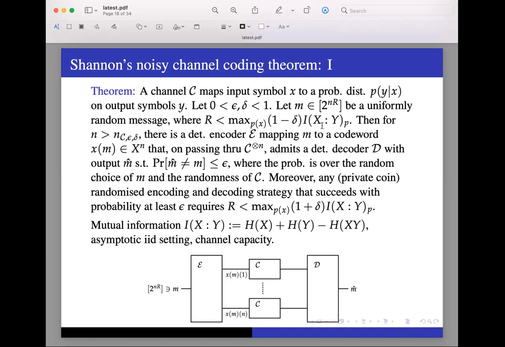So what is the noisy channel coding theorem, first of all? I have a channel C, which is mathematically modeled by mapping the input symbol X to a probability distribution on the output symbols Y. I denote this by the conditional probability distribution P of Y given X. So for a fixed input symbol X, the output of the channel is a probability distribution on Y given by this. The reason it's called noisy is because the output is a probability distribution, and that captures the noise.